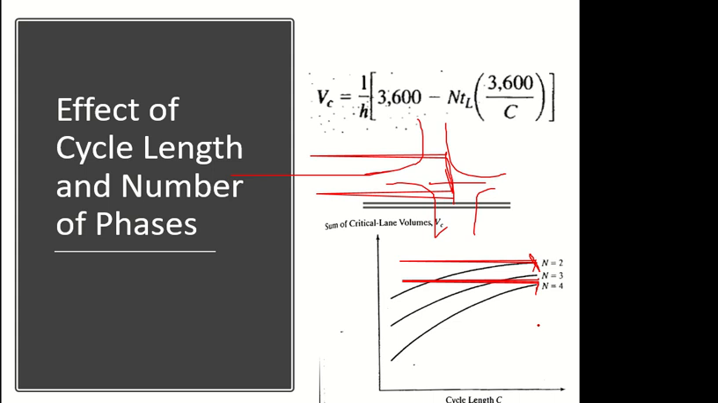Signal is red, so cycle length is, let's say, 60 seconds. So from one cycle to the next cycle, from one green to the next green, I have to wait 60 seconds. If cycle length is 100 seconds, then from one green to the next green, I have to wait for 100 seconds. So every time you increase the cycle length, you are increasing waiting time for the drivers as well.